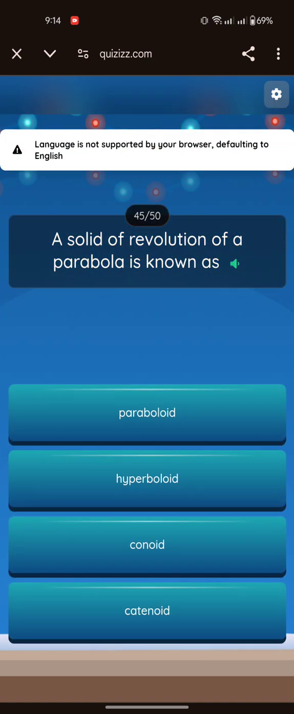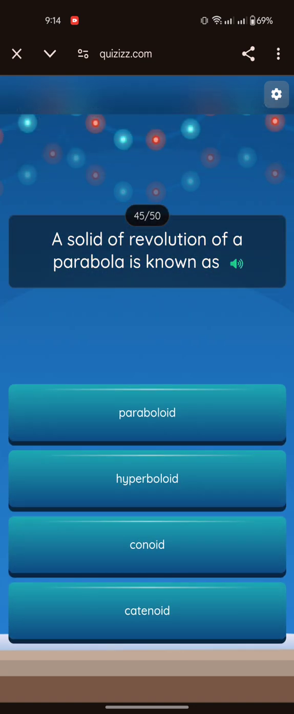Question. A solid of revolution of a parabola is known as. Option 1, paraboloid. Option 2, hyperboloid. Option 3, conoid.